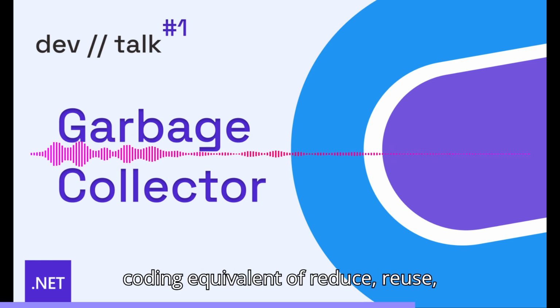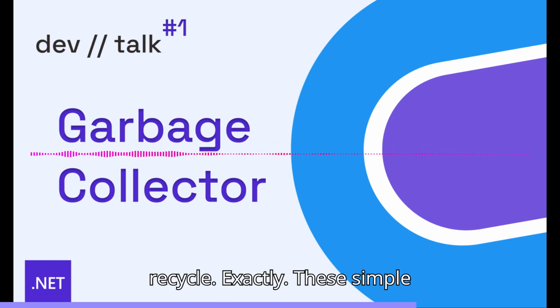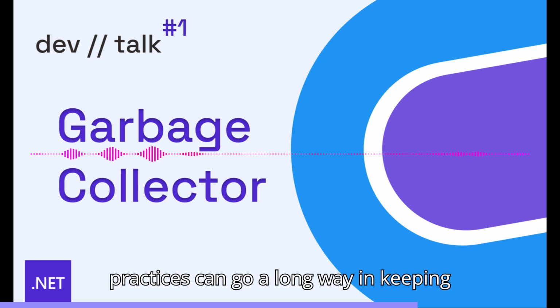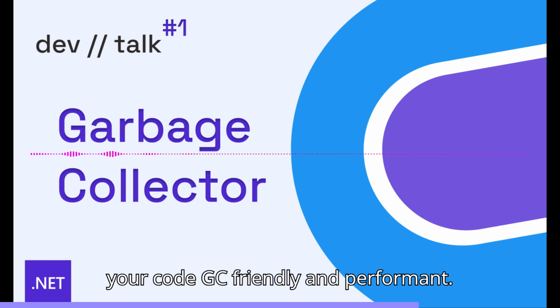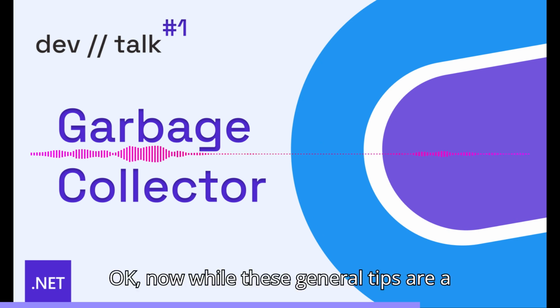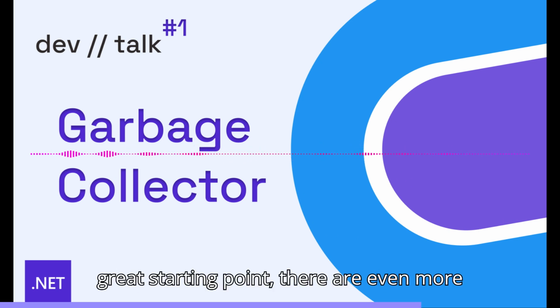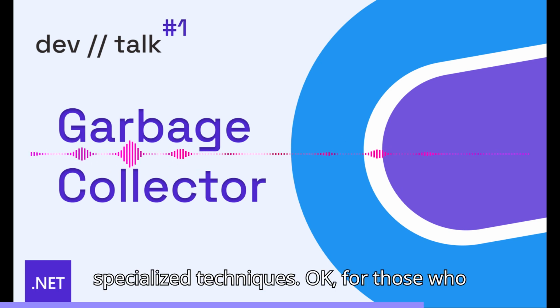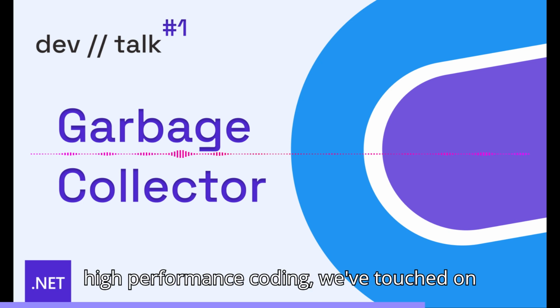It's like the coding equivalent of reduce, reuse, recycle. Exactly. These simple practices can go a long way in keeping your code GC-friendly and performant. Okay. Now, while these general tips are a great starting point, there are even more specialized techniques for those who really want to delve into the depths of high-performance coding.